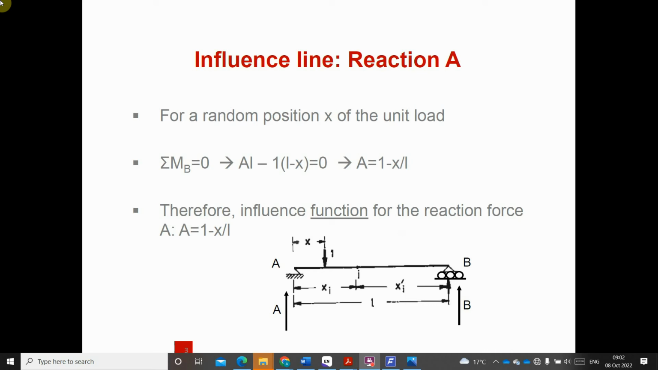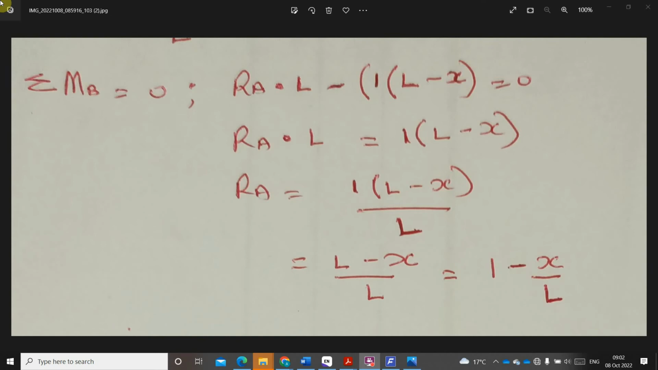So we have it this way: summation of moment about B is equal to this. So our reaction at point A will give us 1 minus x over L. So from this, we already know this to be our reaction at point A. Likewise, we will take moment about point A to be equal to 0, so that we'll know our reaction at point B.